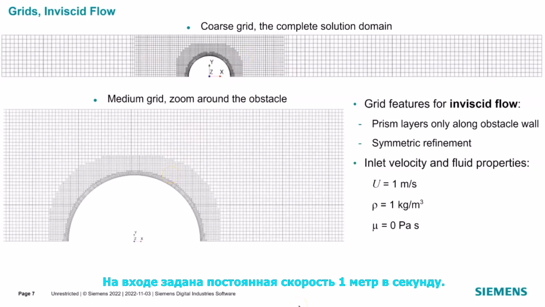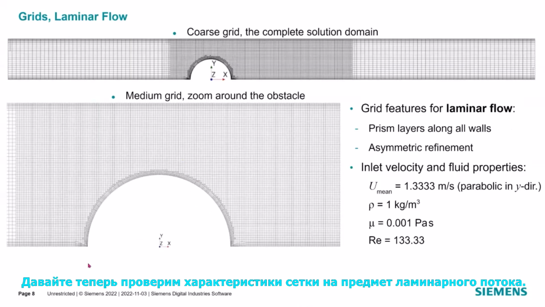At inlet, a constant velocity of 1 meter per second is specified. Density of fluid is set to 1 kg per cubic meter and viscosity is set to 0. Let's now check the grid features for laminar flow.